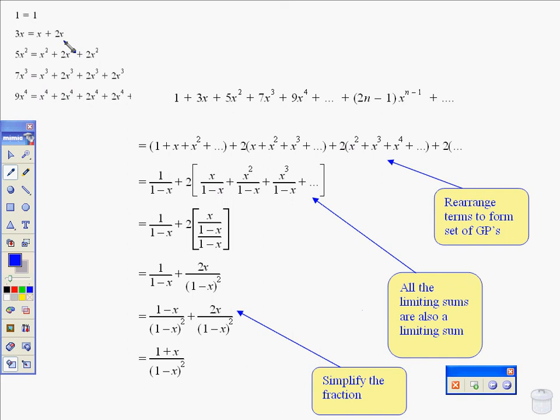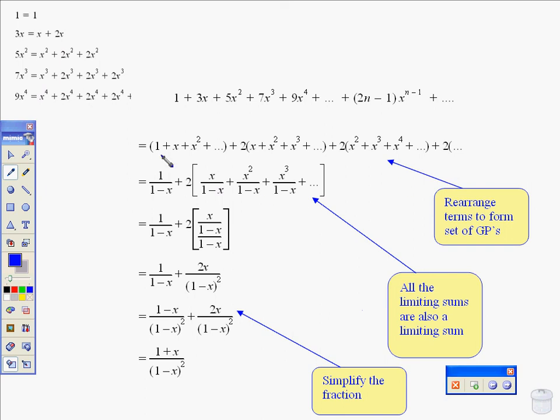The next one, we've got 2x, 2x squared, 2x cubed and so on. So we've got 2 outside of the x plus x squared plus x cubed and so on. And then the next one starts at x squared. So 2x squared, 2x cubed, 2x to the power of 4. And then it goes on forever. Everything keeps going and it doesn't stop.